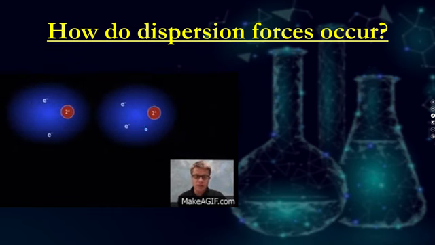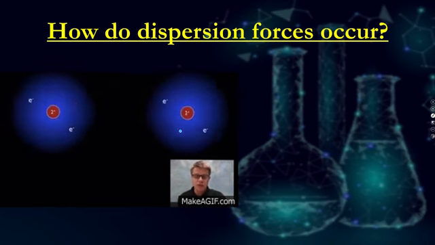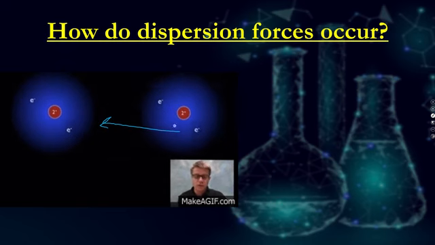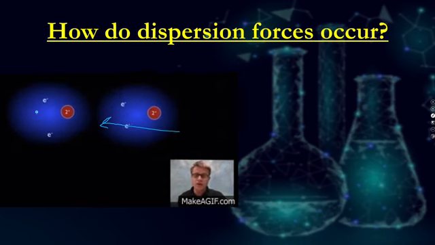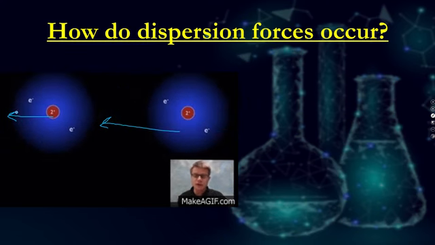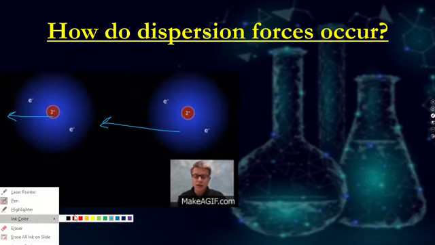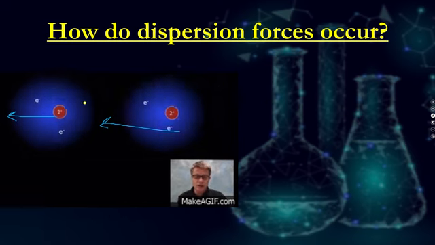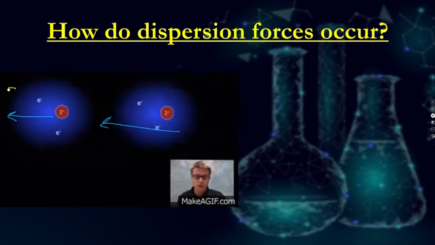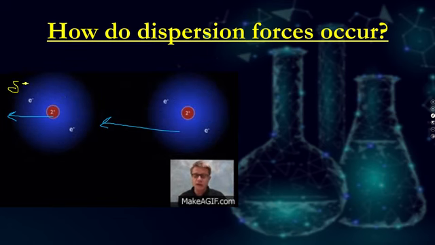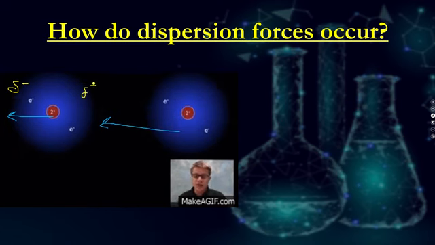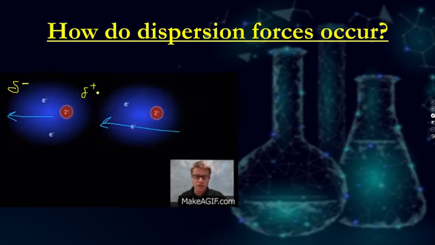We have 2 atoms or 2 elements moving towards each other. As one is moving towards the other, you can see the electron cloud here is pushing the electron cloud here away. Now, what we know is if the electron cloud is moving closer to this left-hand side here, we're developing a partial negative charge, which means what's left over here is a partial positive charge.